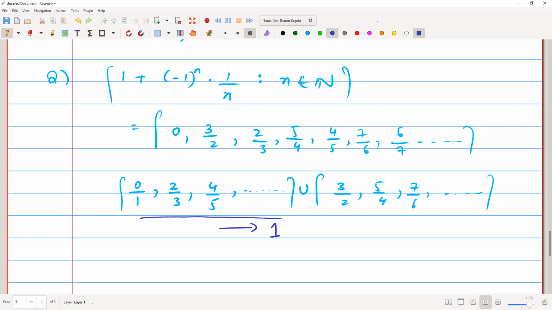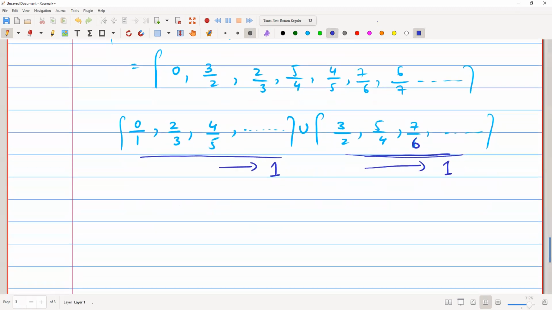So it's reaching 1. And on the other hand, this set is also tending to 1, as it's 3/2, 5/4. So it's decreasing. Actually, it's decreasing in this order, 7/6, and then decreasing, and it's tending to 1. So therefore, if you look at this set, the largest number can be 1, but it does not belong to the set. We can see that this tends to 1 from here.